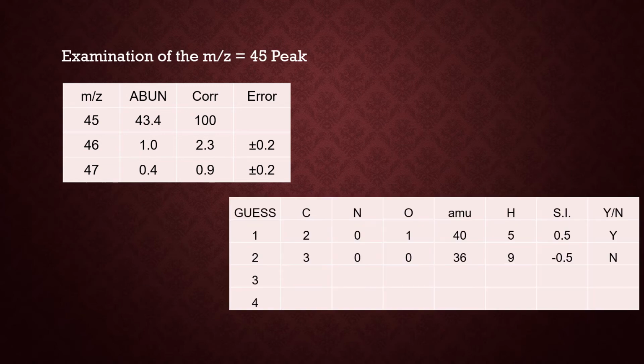I want to set up my truth table to test that. So I think in terms of 2 carbons and 1 oxygen, and I get a very nice result there with a saturation index of 0.5. And I want to draw your attention to the fact that when you calculate the saturation index for a fragment, you should get a fractional number.